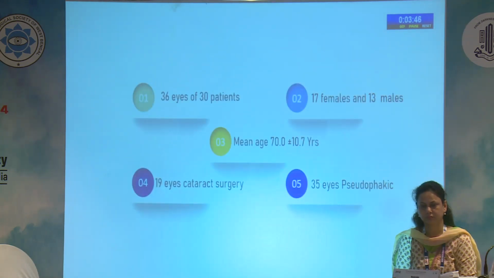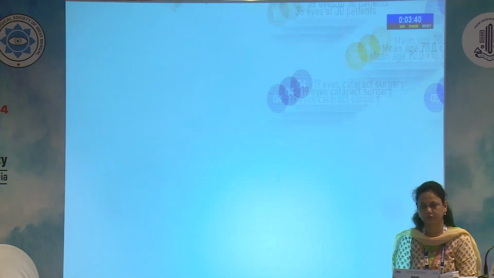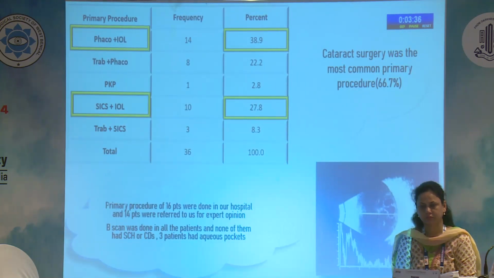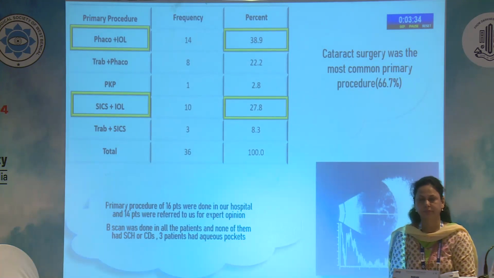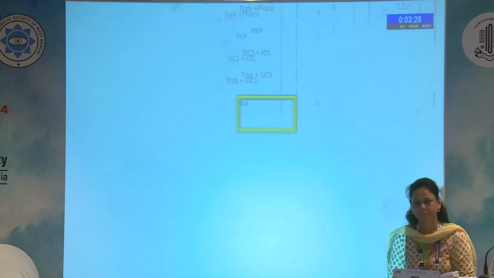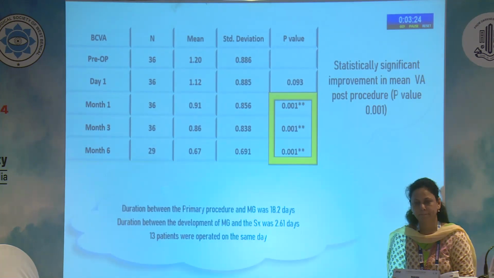Coming to the results, 36 eyes of 30 patients were included. Mean age was 70 plus or minus 10 years. 35 eyes were pseudophakic. Cataract surgery was the most common primary procedure in 66.7%. B-scan was done in all the patients and none of them had any suprachoroidal effusion or choroidal detachment. And 3 patients had aqueous pockets on B-scan. There was statistically significant improvement in the mean visual acuity post-procedure with a p-value of 0.001.